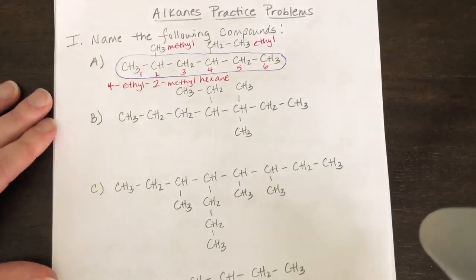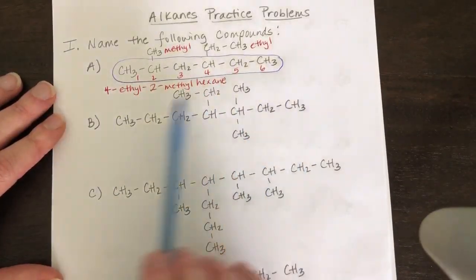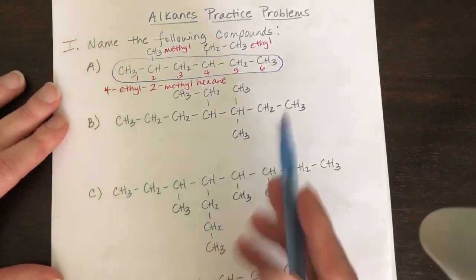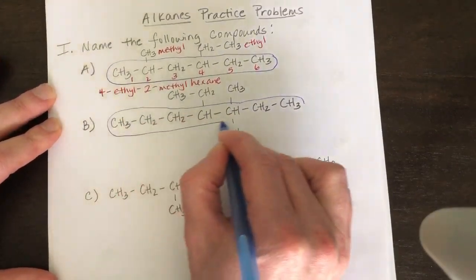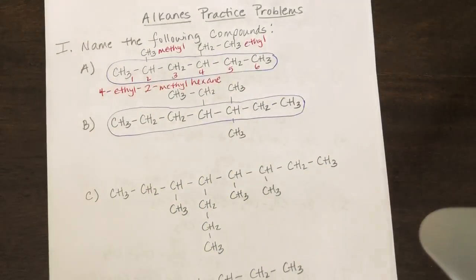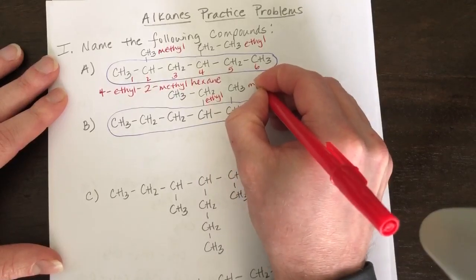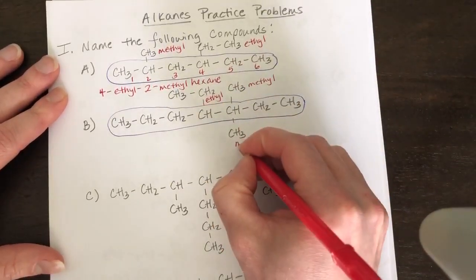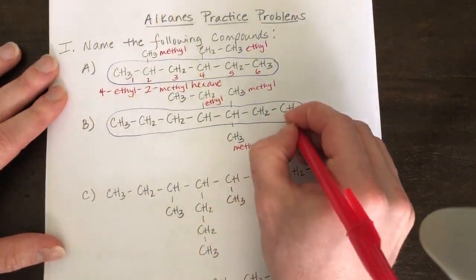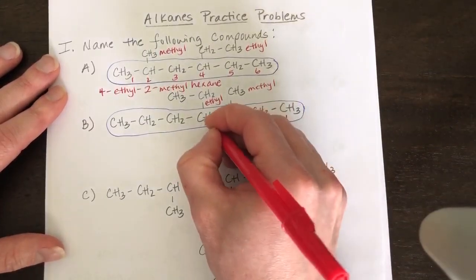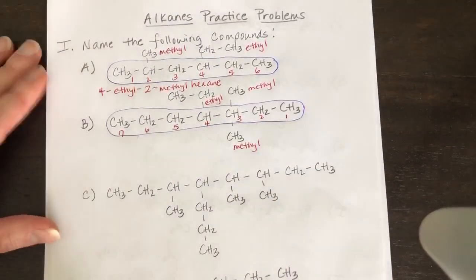Okay, next one. We're going to identify the longest chain of carbons. 1, 2, 3, 4, 5, 6, 7. 1, 2, 3, 4, 5, 6. So our longest chain of carbons is going to go this way. Now we're going to number so that our groups get the lowest numbers possible. We've got an ethyl coming off right here. We've got a methyl, and another methyl. Now we're going to number it going this way because 3 would be the lowest number we'd get out of it. If we go the other way, 1, 2, 3, 4, 4 is the lowest number we'd get.